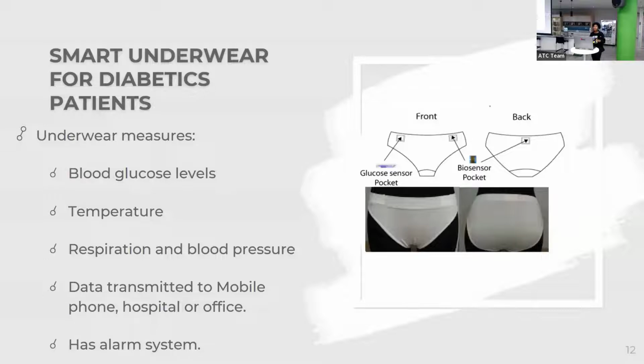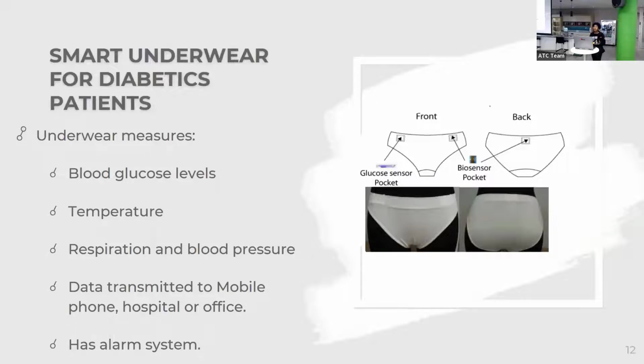They're made in a way that the underwear is comfortable and can be washed. They're actually made to be waterproof, so they can be washed. A person can wear this every day, at work or at night, and it has a unique feature that it can trigger an alarm. For example, the data received is transmitted to a hospital, so the hospital will be able to monitor the person wearing this underwear and see if they need urgent medical attention.